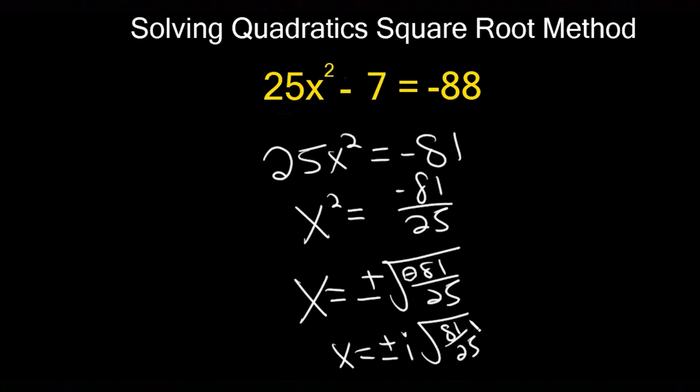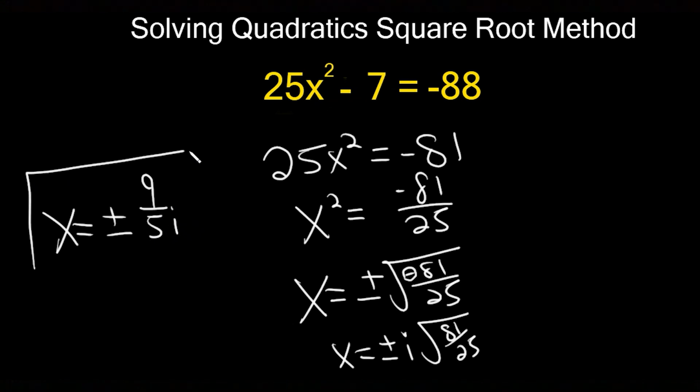But from here, I can then take the square root of 81 and the square root of 25. Both of those are perfect squares. And so my final answer is going to be the following. I'm going to say x is equal to plus or minus square root of 81 is 9. Square root of 25 is going to be 5. So I get 9 over 5. And then I'm going to put the i on the end, just like this here. Okay, and then we're done. So I get plus or minus 9 over 5i. All right. Okay, let's try one more example.